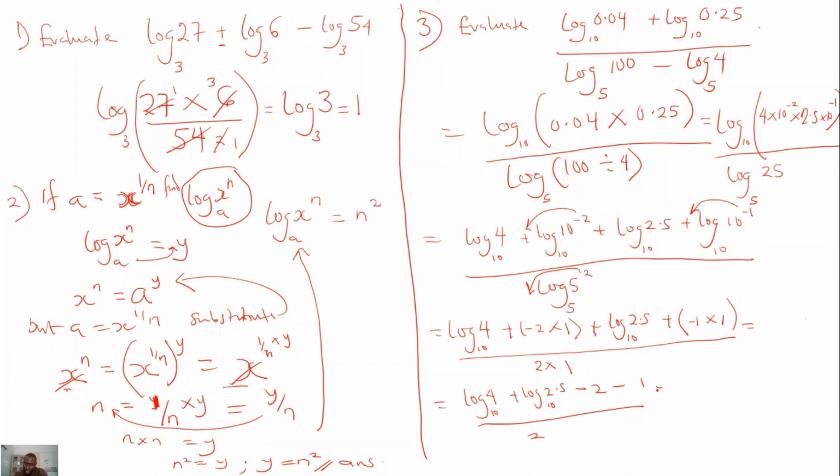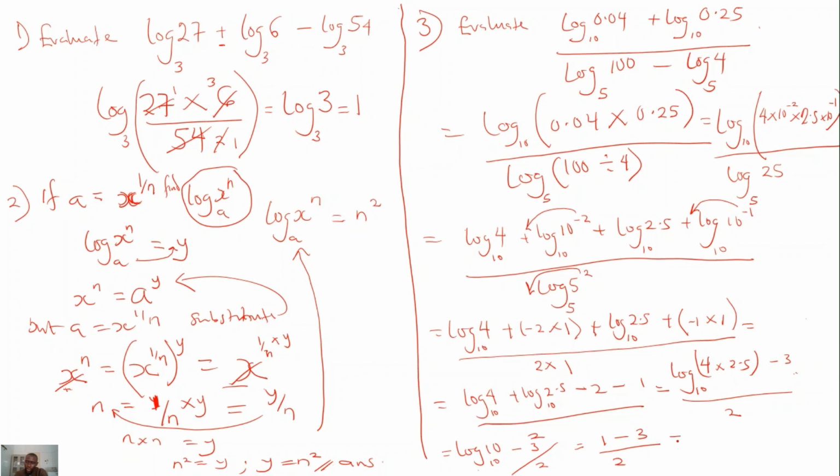Okay? And this can be re-expressed as log 4 times 2.5, all to base 10, minus 3, all over 2. Okay? Now, if we say 4 times 2.5, that will be equal to 10, right? So this will be equal to log 10 to base 10 minus 3, everything all over 2. And since this is log 10 base 10, that will be equal to 1 minus 3 all over 2. Okay?